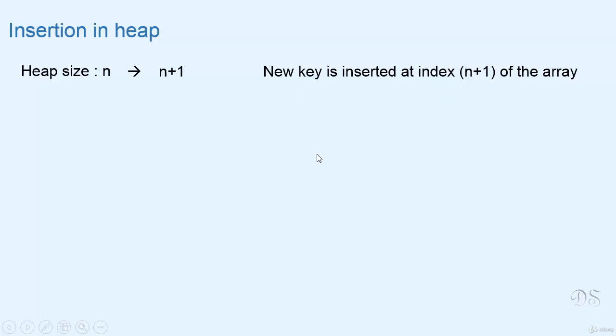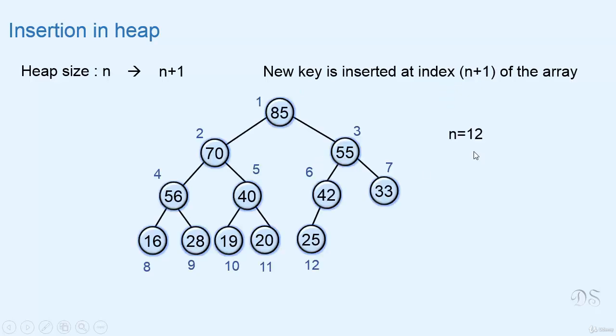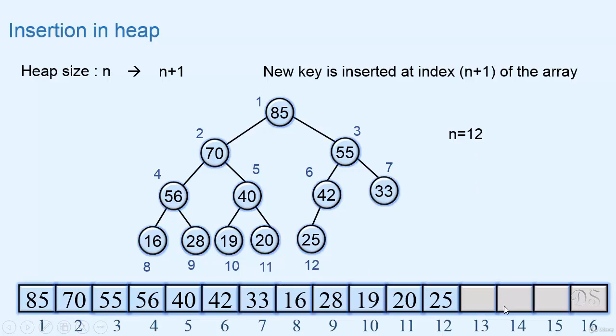Let's take an example. This is a heap of size 12 represented by this array. Now we have to insert this new key in this tree. So the size is increased to 13 and the new key is inserted here at the 13th index of the array. We can see that this is the next leaf node of the tree. So the tree remains a complete binary tree after insertion of this key, and so the structure property is not violated.